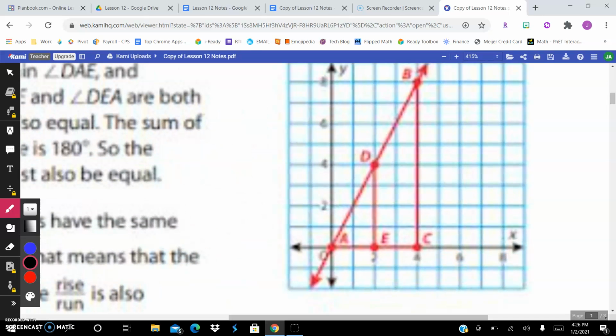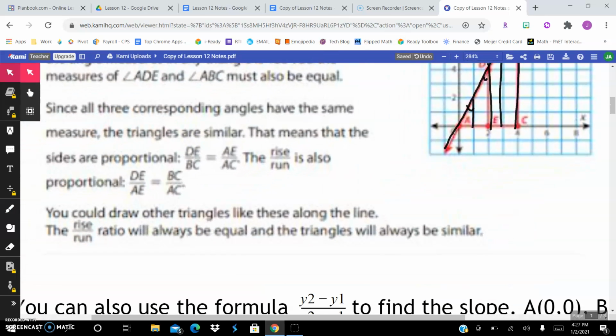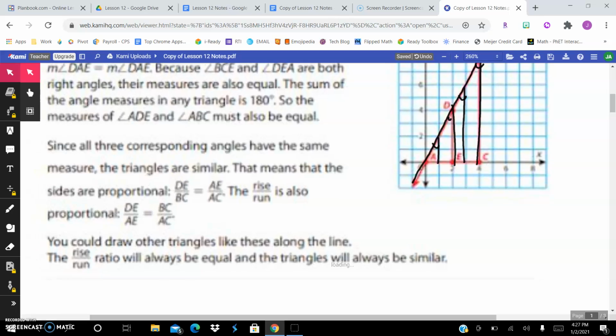So this straight line here going from A, D, B, so this one here is your linear graph. And then they drew these lines coming straight down off it in two different spots. So when you draw any line, I can draw another one here and another one here. All of these angles are going to be the exact same measurement. And I'm creating triangles that are similar, and therefore their sides are proportional.